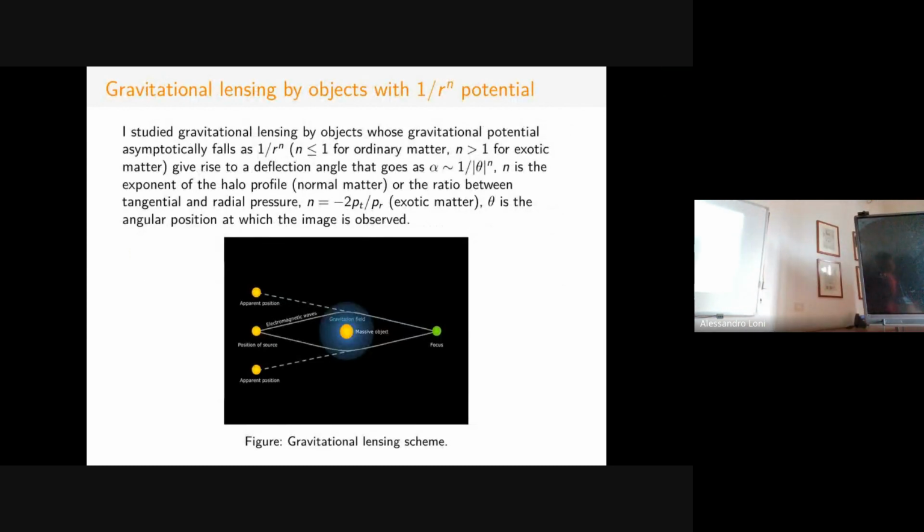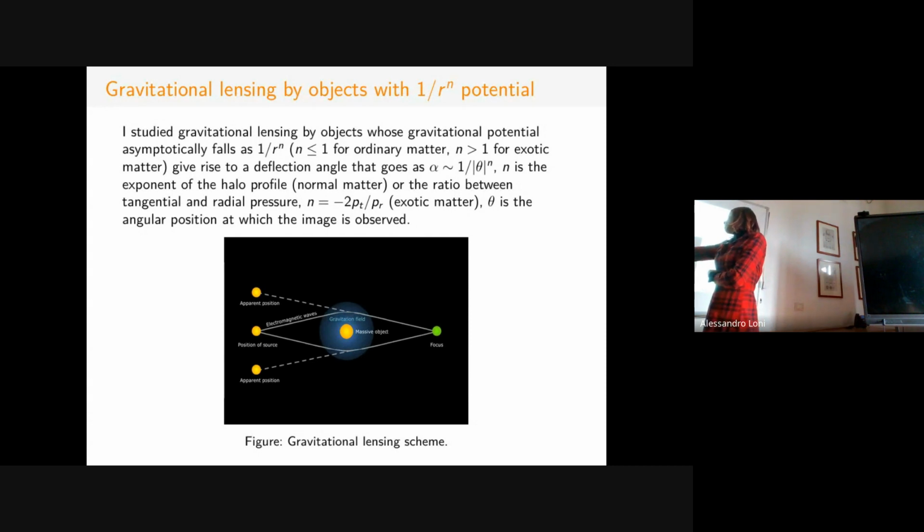So regarding the first part about weak lensing, we studied objects whose gravitational potential falls as 1 over R to the n, where R is the radial coordinate and n is an index which, when it is less than 1, we're talking about ordinary matter. When it is greater than 1, we are referring to exotic matter. This kind of potential gives rise to a deflection angle alpha which decays like 1 over theta to the n. Theta is the shifted position of the star, because this is a source, this is a massive object, this is the observer.